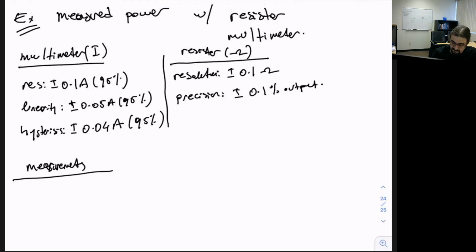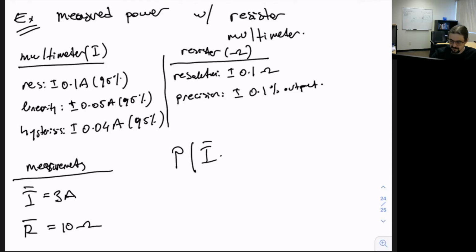given as current. The sample mean of current was 3 amps, and the resistance mean was 10 ohms. Okay, so then the question is the power, which is a function of I and R, defined as I bar squared times R, and that's 90 watts, based on measurements.